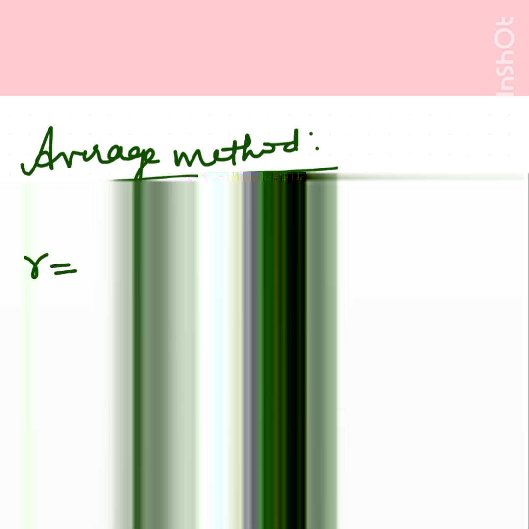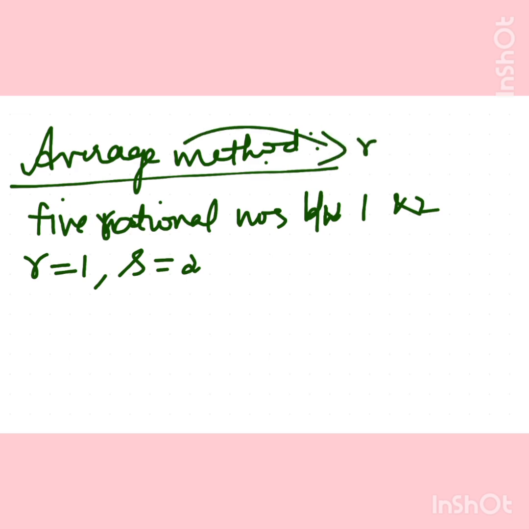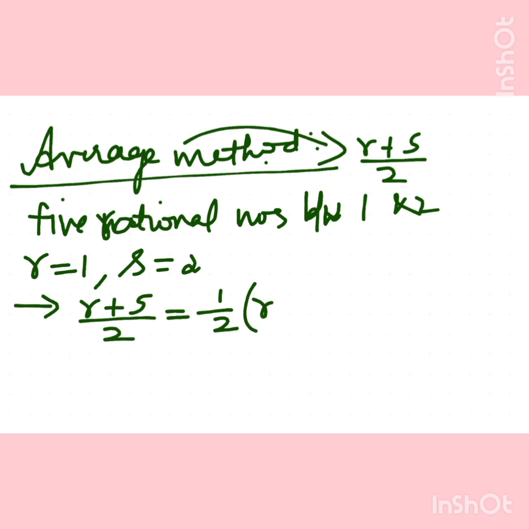I consider 1 as r and 2 as s. Average is the sum of the numbers divided by 2. So first step, I add r and s and divide by 2. I take 1 by 2 out and add r and s inside: 1 by 2 times (1 plus 2), which is equal to 3 by 2. So this 3 by 2 lies between 1 and 2.